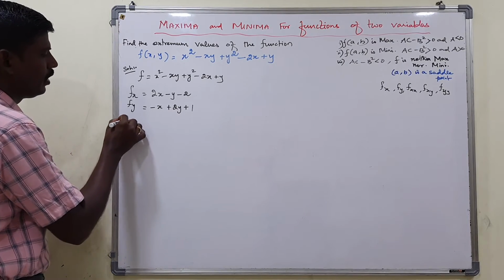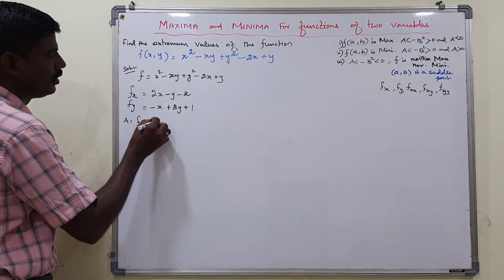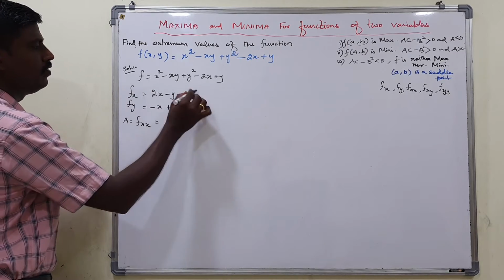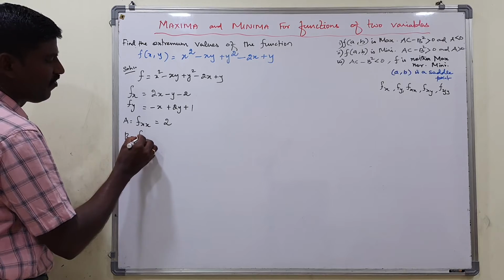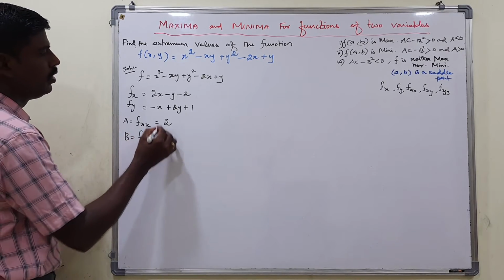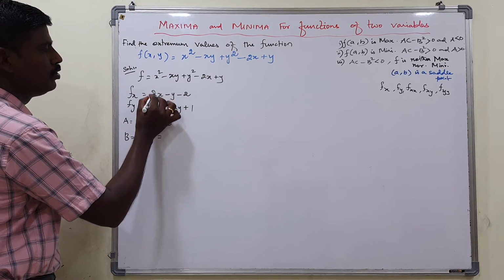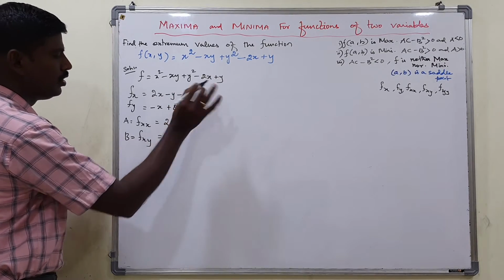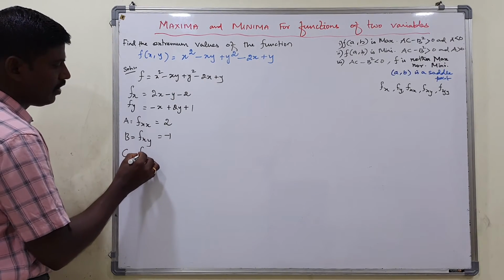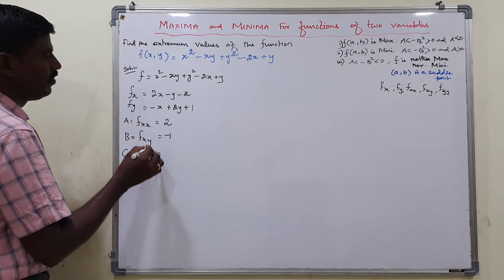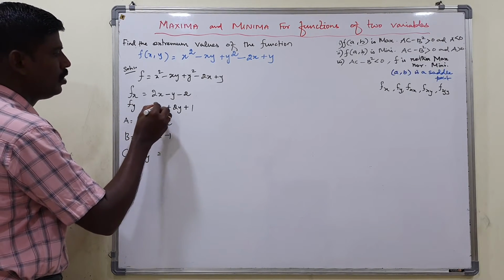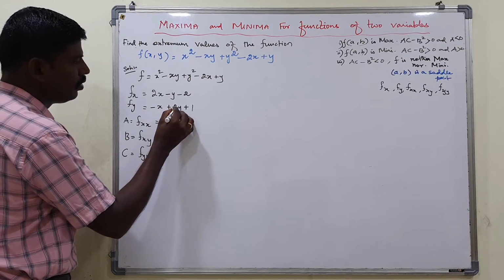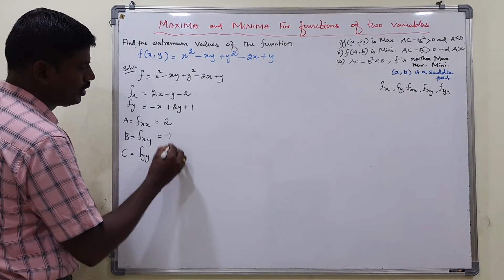And then what is a? A is f double x, so take the partial derivative of fx with respect to x. So it is 2. What is b? fx with respect to y partially becomes -1. What is c? f double y, fy with respect to y once again. So 0 plus 2. So 2 is here.